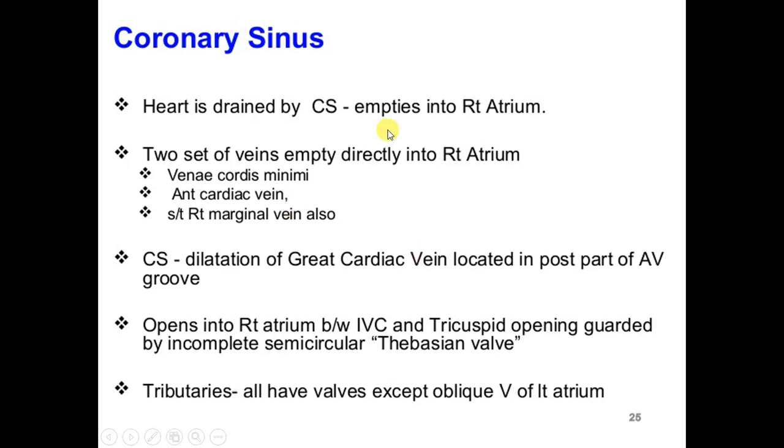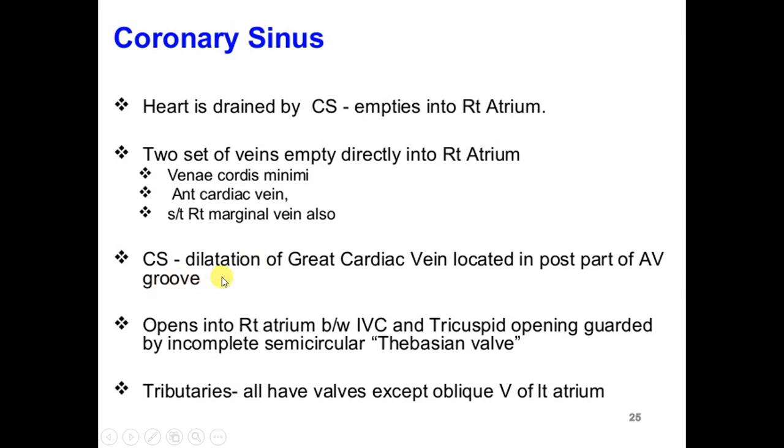So the heart is mainly drained by the coronary sinus that empties into the right atrium. Two sets of veins drain into the right atrium directly: the venae cordis minimae, the small veins, the anterior cardiac vein, and the right marginal vein. We have already seen in the diagram that these veins run directly into the right atrium.